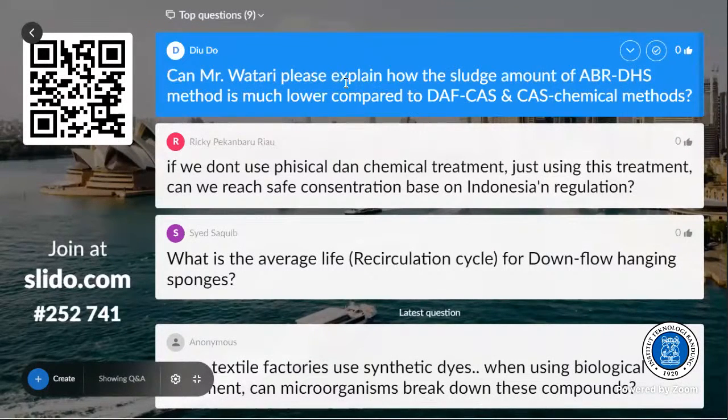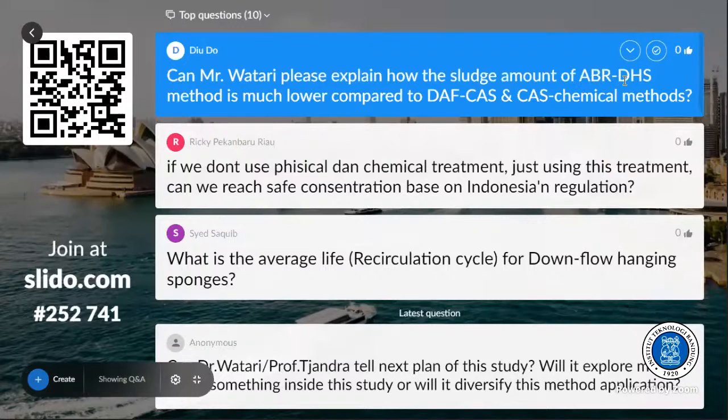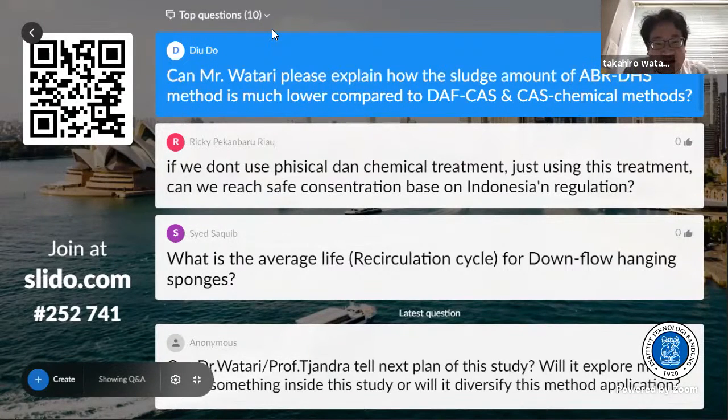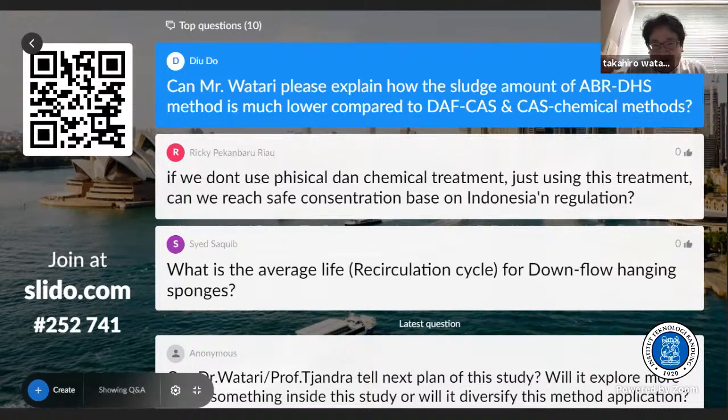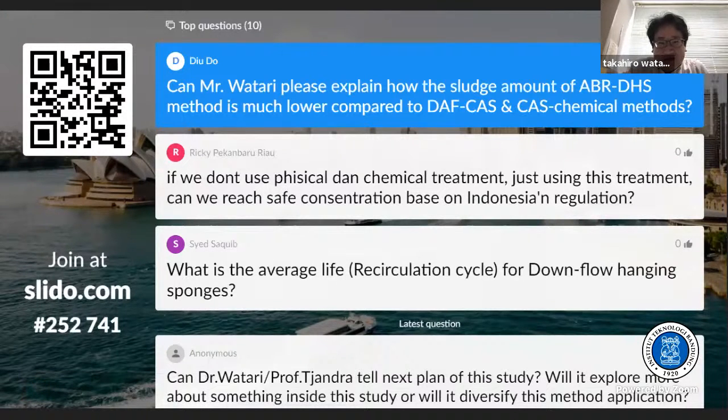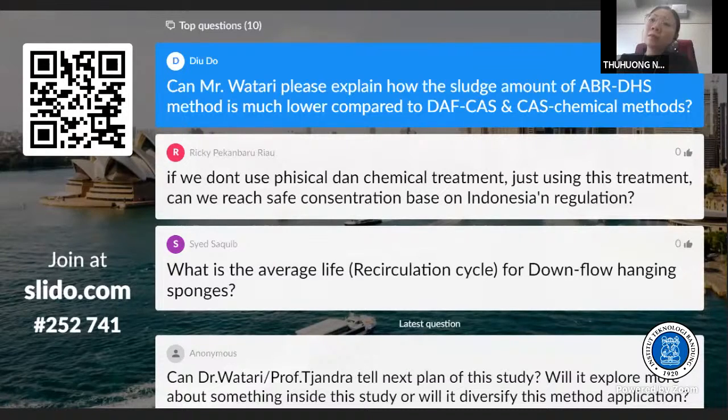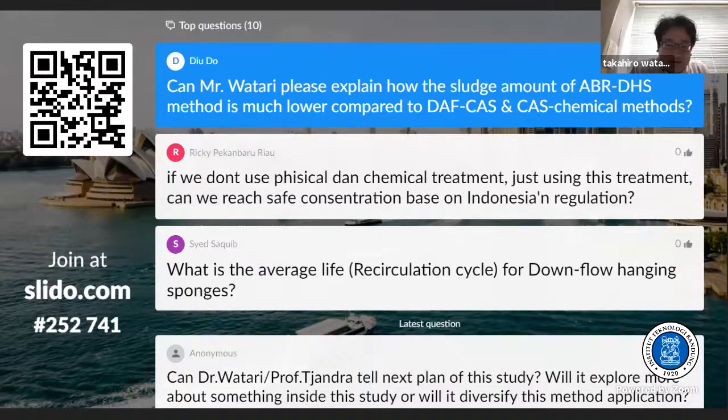Can Mr. Watari please explain why the sludge amount of the ABR-DHS method is much lower compared to the chemical methods? Yes, the difference is that before the chemical treatment, the DHS effluent water quality is better than the DAF effluent. The difference in water quality directly affects the sludge amount. I mean, if the COD is 50 versus 200, the difference is 150. At this moment, if chemicals are added, 150 milligrams of COD becomes sludge.